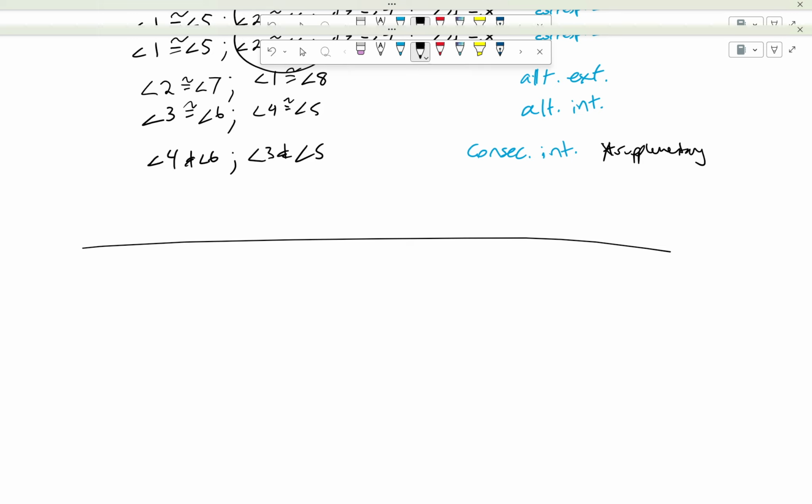Okay, so a couple more examples. Let's get some more parallels and cut it with a transversal.